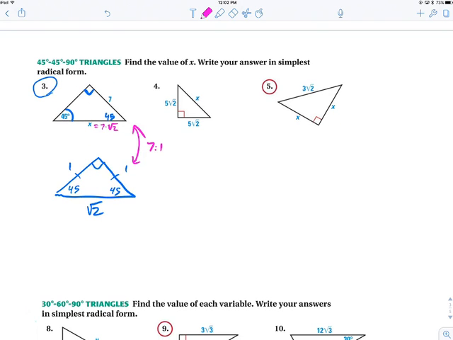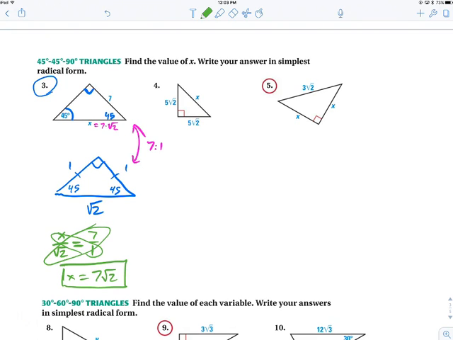Otherwise, you can always go to proportions. So you could always say these triangles are similar, so x is to root 2 as 7 is to 1. Cross multiplying, you get 1x equals 7 root 2, or x equals 7 root 2. Okay, let's do another one slightly harder here.